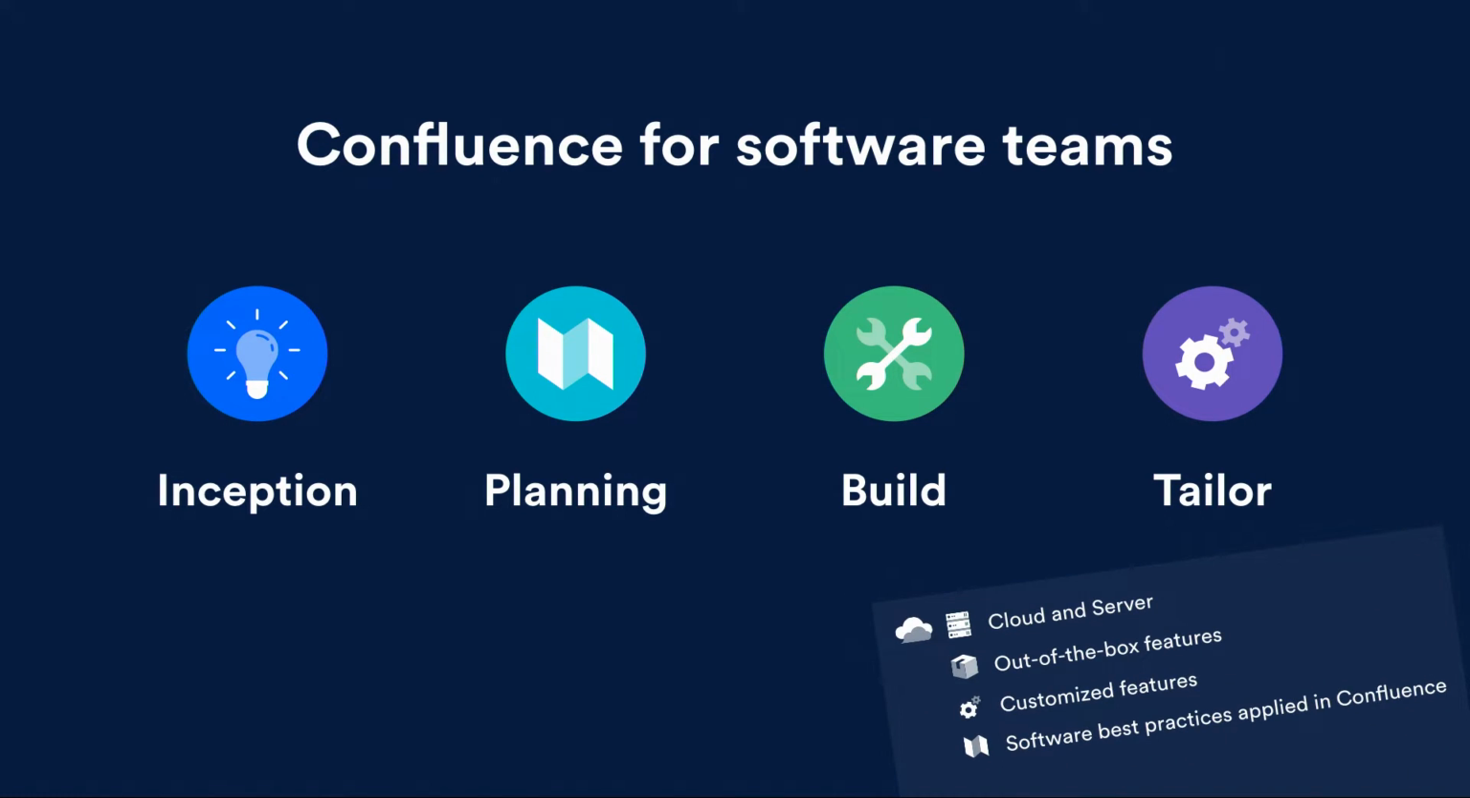A couple of things to note. Everything I'm covering today is for both cloud and server. So there's nothing that won't work on either, so don't worry about that. Most of the things I'll show you today will be a mix of 2 things. Out-of-the-box features, so those are things that you get when you just set up Confluence. And then I'll also show you some customized templates that we've created internally as well. And I'll call out which ones are custom and which ones are not.